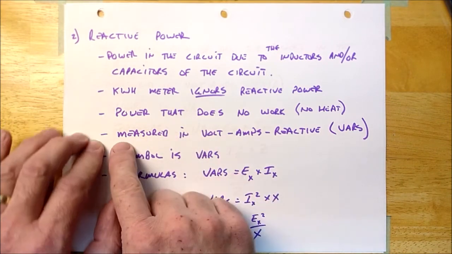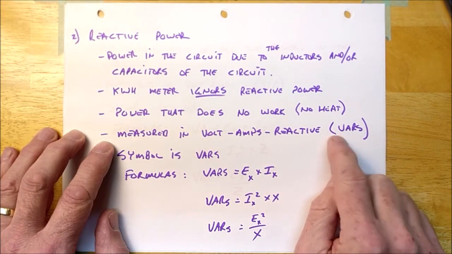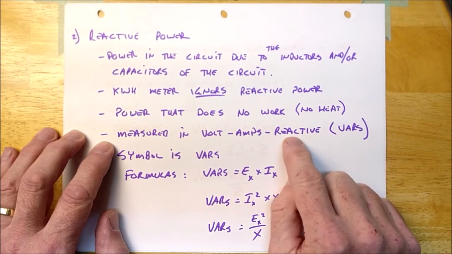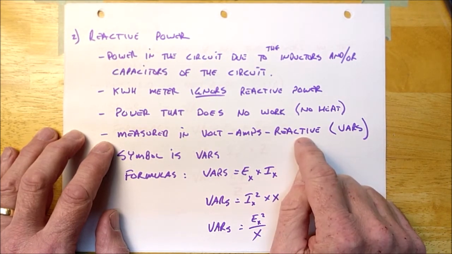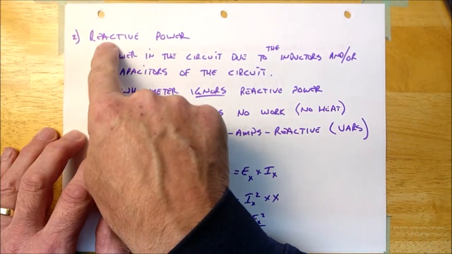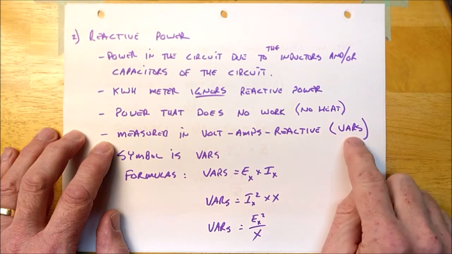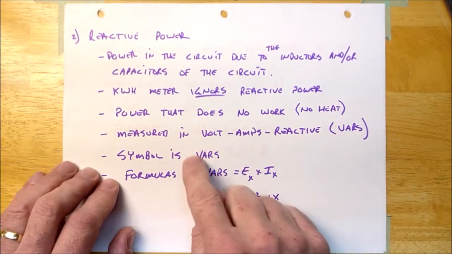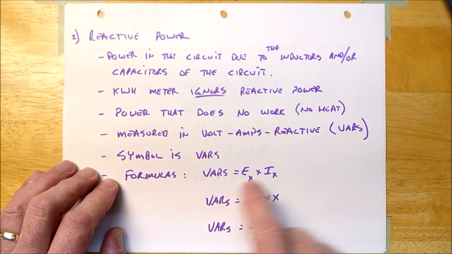So it doesn't do any work. It's measured in volt-amp reactive, VARs. Okay, so it's due to capacitive reactance and inductive reactance, which is why it's called reactive power. So if that helps you to remember, volt-amp is reactive there. Its symbol is also VARs in a formula, and the formulas are here.